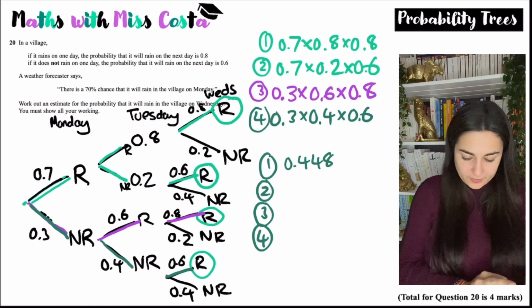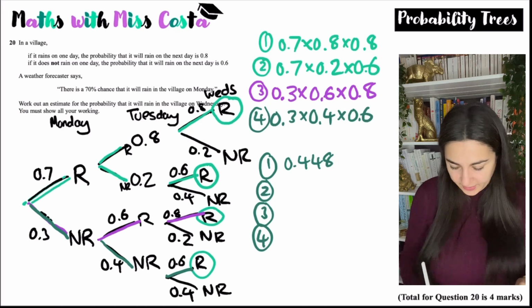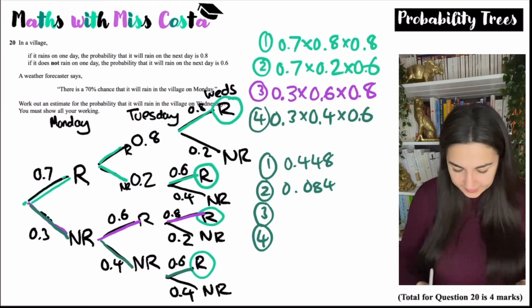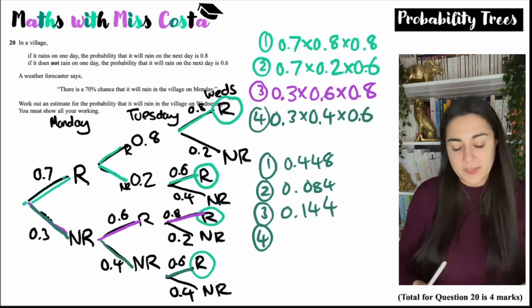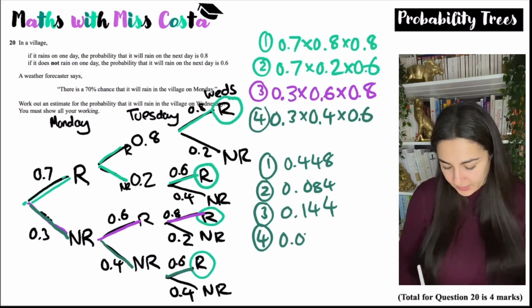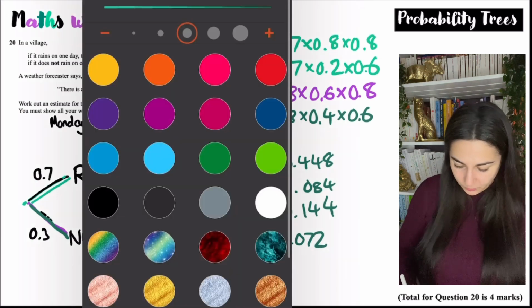0.7 times 0.2 times 0.6 is 0.084. 0.3 times 0.6 times 0.8 is 0.144. And the last one, 0.3 times 0.4 times 0.6 is 0.072.